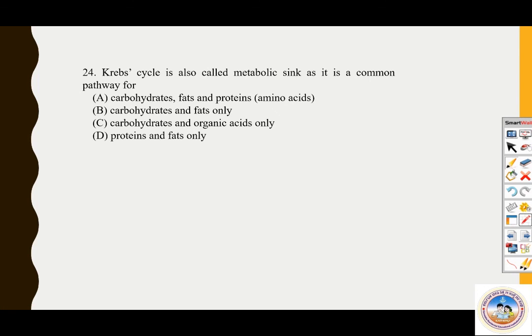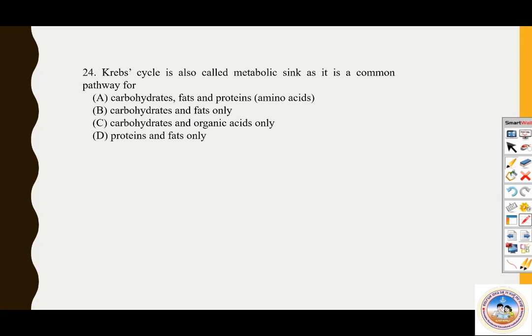Next one. Krebs cycle is also called your metabolic sink as it is a common pathway for. So Krebs cycle is also called what? The metabolic sink. Am I clear to you? Why is it so? Children, carbohydrates, fats and proteins. Because it is a common pathway for what and what? Carbohydrates, fats and proteins. Carbohydrates and fats only. Carbohydrates and organic acids only. Proteins and fats only. For which of these is the Krebs cycle common, children? Obviously, all the three: carbohydrates, fats and proteins.